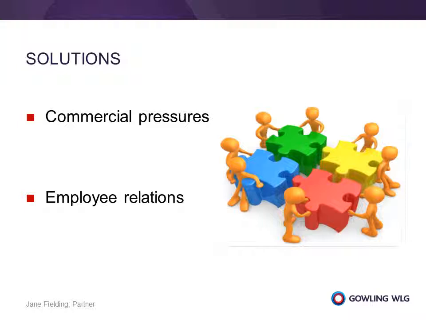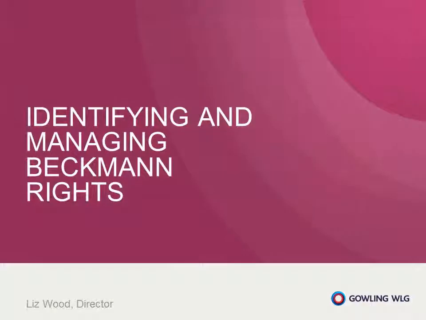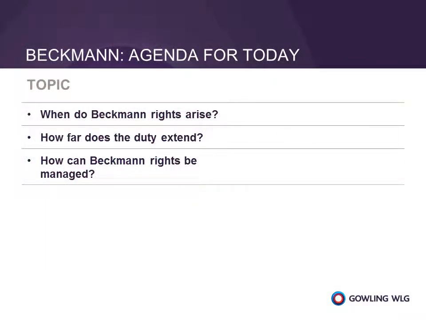Thanks, Siobhan. So I'm going to be looking at the vexed question of Beckman rights. So these are the potentially expensive pension rights that can form part of a TUPE transfer, even though they relate to the occupational pension schemes of the transferor. So from the perspective of the buyer or the new provider, there are clear incentives to identify these kind of rights sooner rather than later, and factor them into any TUPE process you're considering.